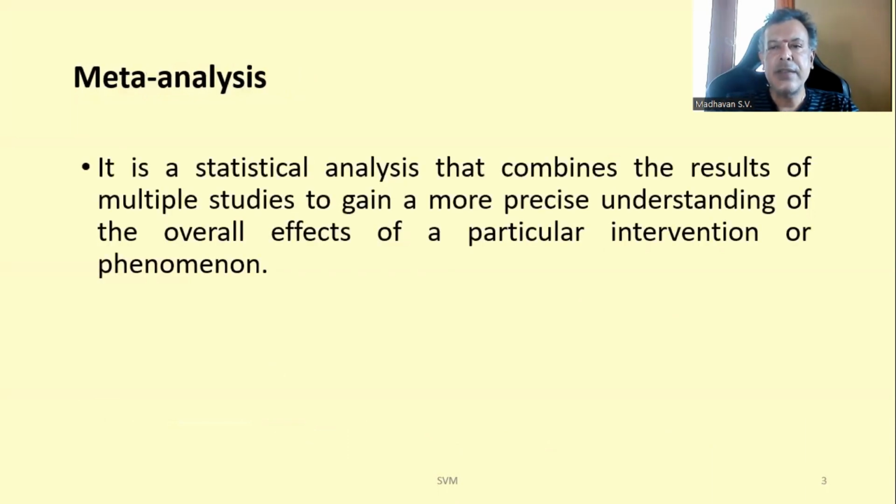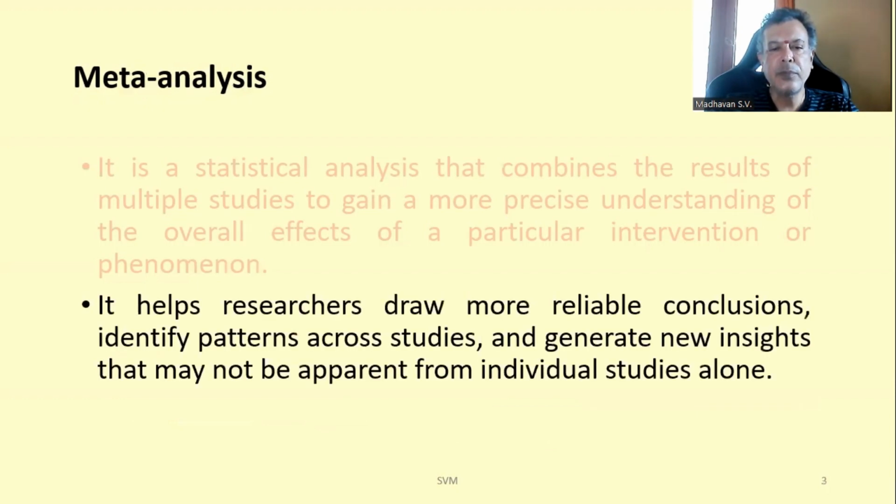Then comes meta-analysis. It is basically a statistical analysis that combines the results of multiple studies to gain a more precise understanding of the overall effects of a particular intervention or phenomenon. It helps researchers draw reliable conclusions, identify patterns across the studies, and generate new insights that may not be possible or feasible from individual studies only.